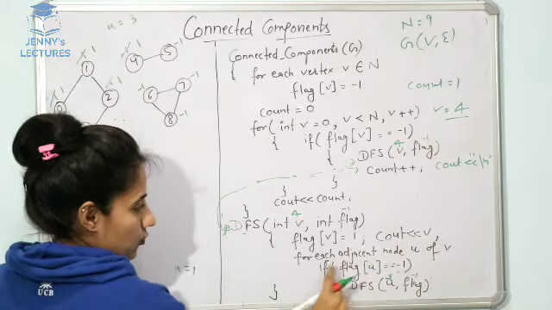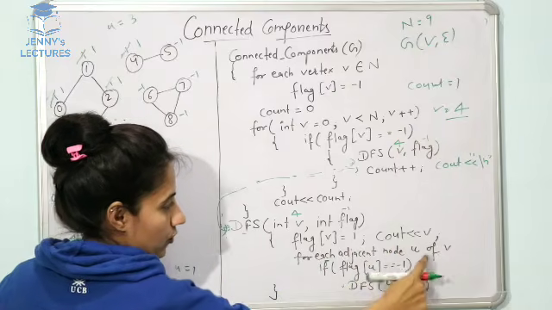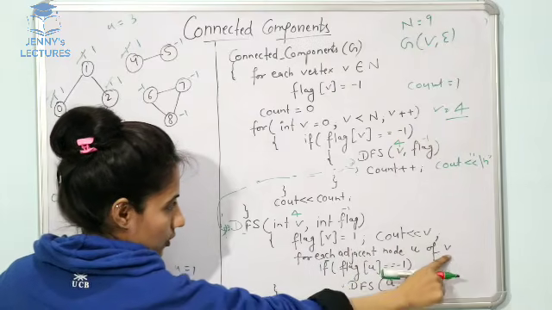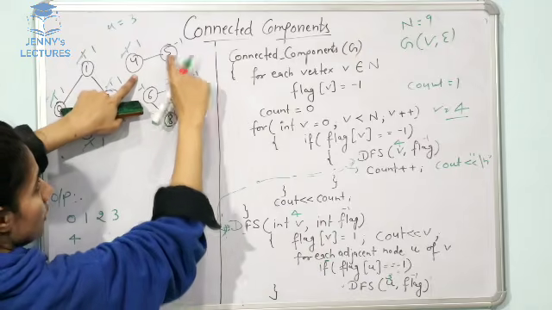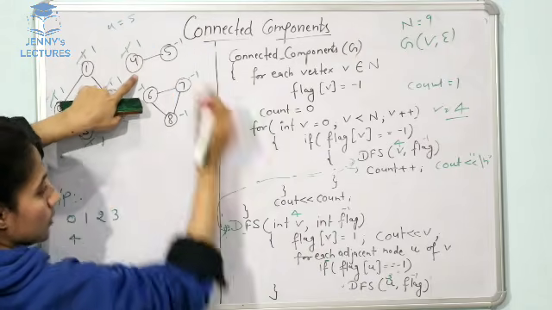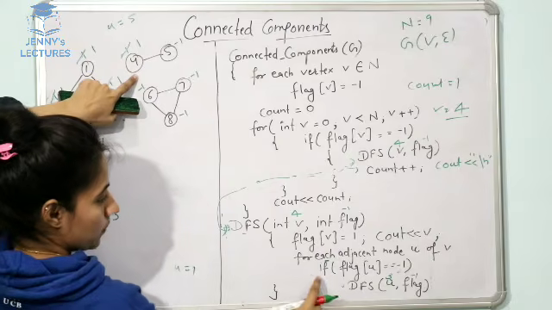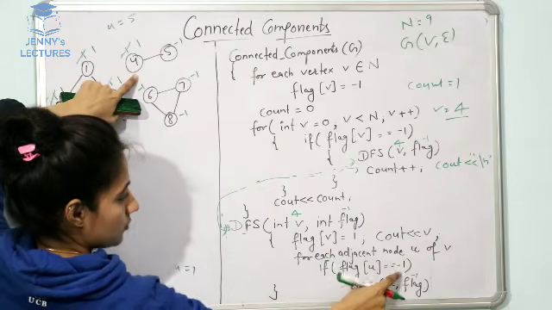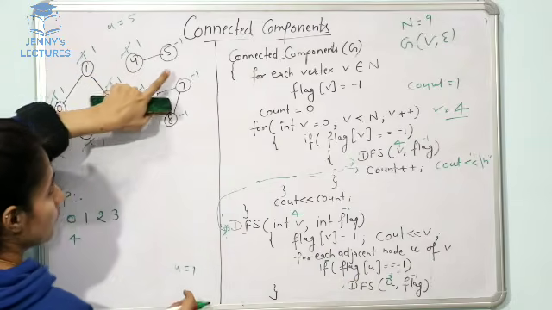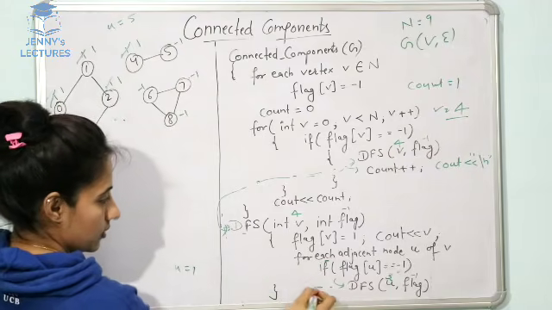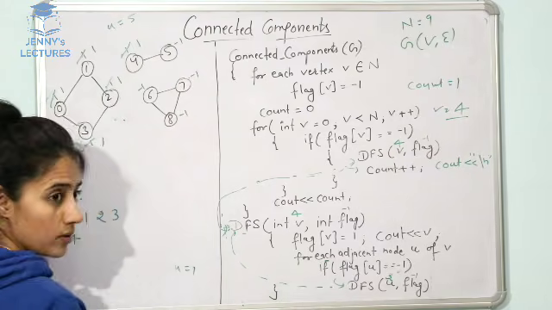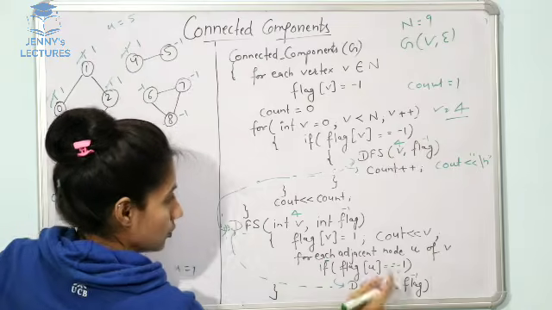Now we have printed this 4 for each adjacent node u of v. Now here v is 4. The adjacent node of this 4 is 5. Now u की value अपने पास क्या है? 5. If flag of u is -1, yes, flag of 5 is -1, this condition is true, then again DFS would be called recursively, and the value of u is 5.